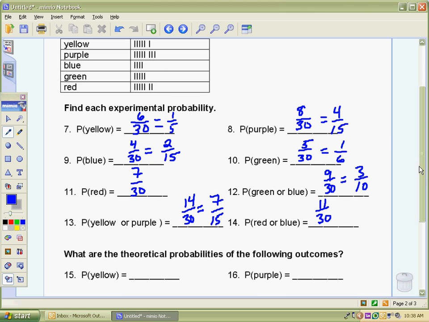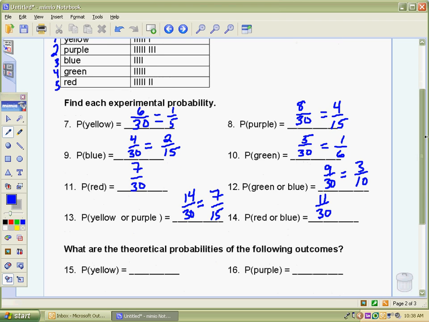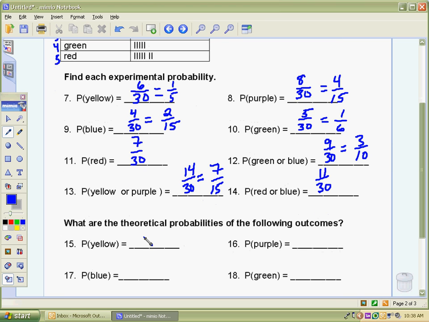What are the theoretical probabilities of the following outcomes? Now we're talking about still this spinner here. It has 1, 2, 3, 4, 5 possible outcomes. It could have been yellow, purple, blue, green, or red. So the probability of getting a yellow would be 1 out of 5. Of getting a purple, again, 1 out of 5. Getting a blue, 1 out of 5.